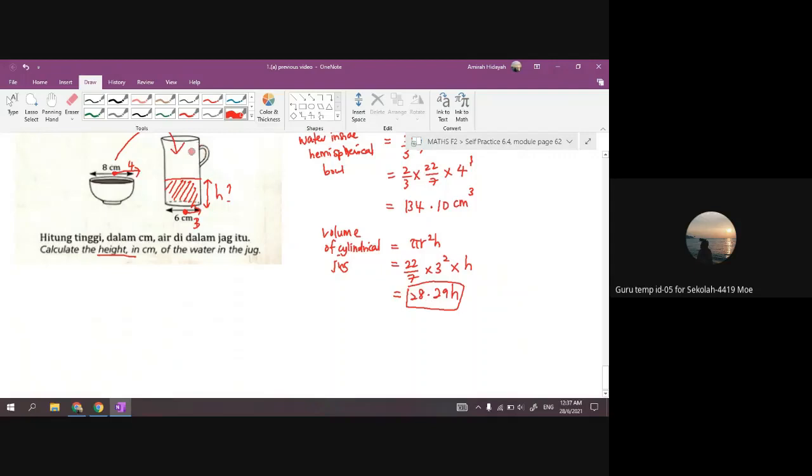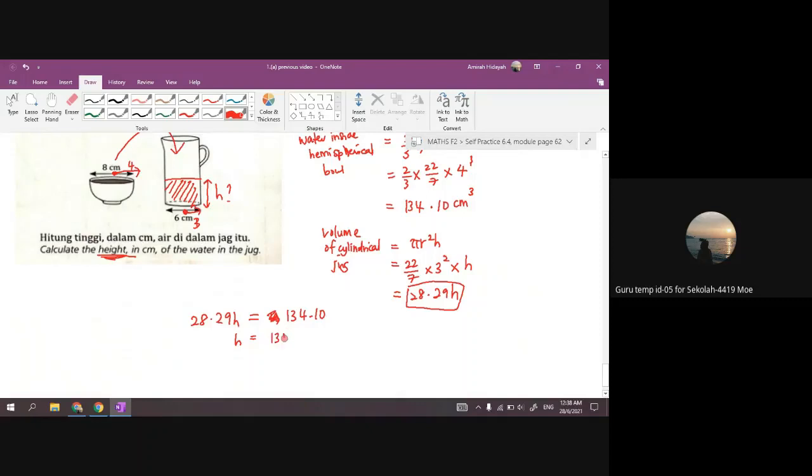Okay. Alright, so 28.29 H ni adalah full part of the cylinder, full part of this cylindrical jug ni. Okay, so full part of the cylindrical jug ni has volume of 28.29 H. Okay, so use this one to compute the height of the water in the jug. Okay, so we take 28.29 H, okay, make it equal to the volume of water inside the hemispherical bowl. So 134.10. So find H. Okay, since the question wants us to find the height, right?